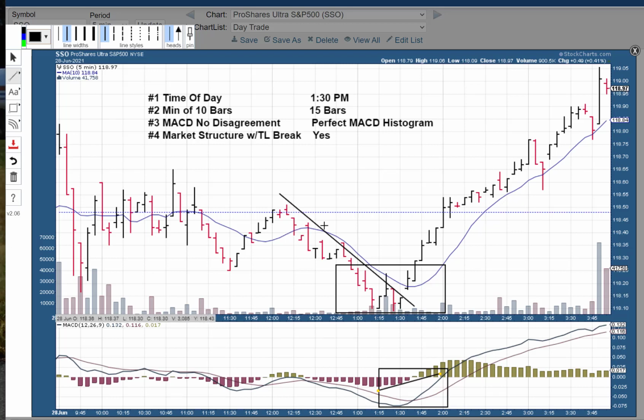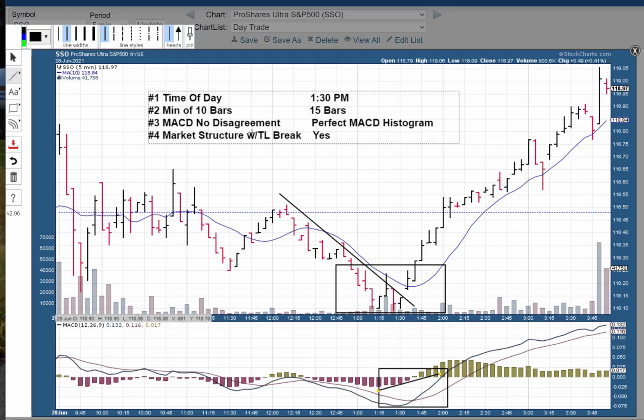This one has more, it's 15 bars. It's 3, 4, 5, 6, 7, 8, 9, 10, 11, 12, 13, 14, 15. This last bottom bar actually penetrated that 118.10 line. It was the low bar for the period, and then off it went. So there you have 15 bars, a nice well-defined trend line.